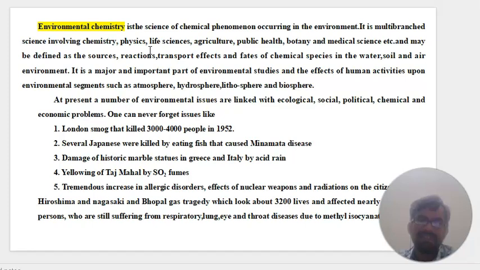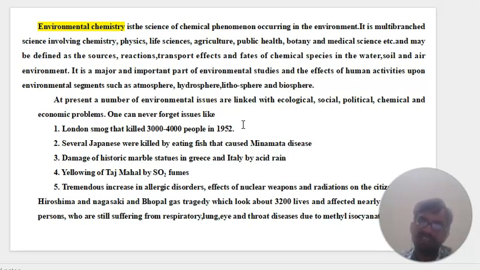It may be defined as the source, reaction, transport, effect and fates of chemical species in the water, soil and air environments. So the major and important part of environmental studies is the effect of human activities upon environmental segments such as atmosphere, hydrosphere, lithosphere and biosphere. At present, a number of environmental issues are linked with our ecological, social, political, chemical and economic problems.